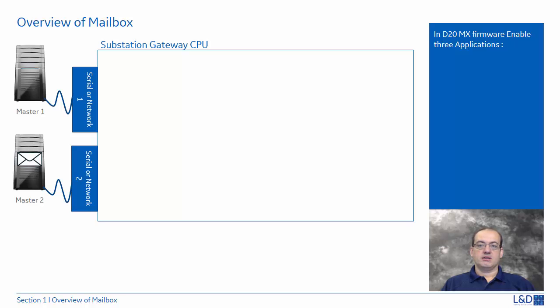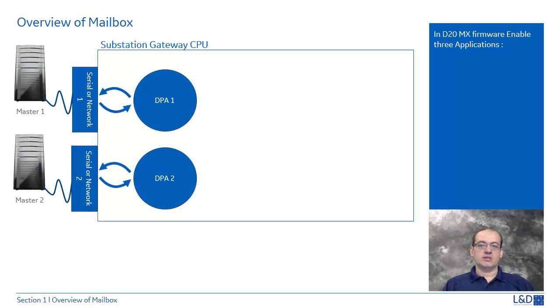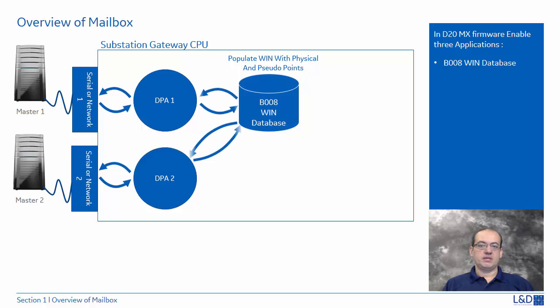Or the 2 masters control the same field devices and they want to share who's in control. Both masters and the RTU have to know about that status, that is, who has the ability to control these shared resources in the substation. So normally the masters are talking through a DPA, and that DPA is communicating constantly with the WIN database.